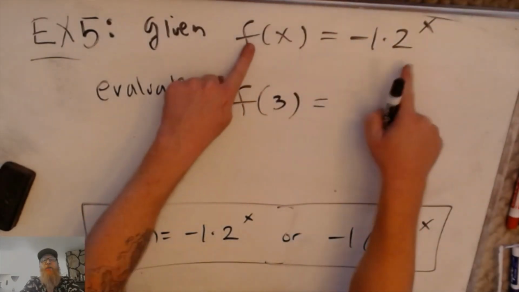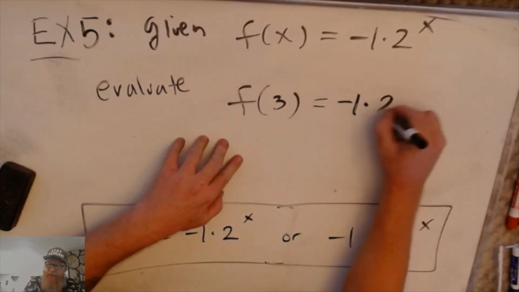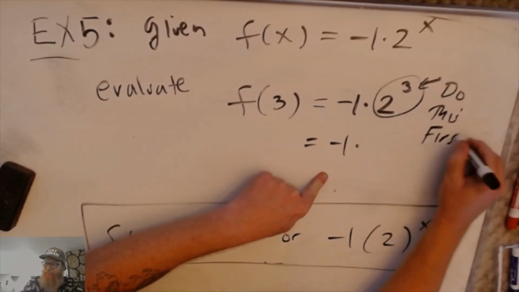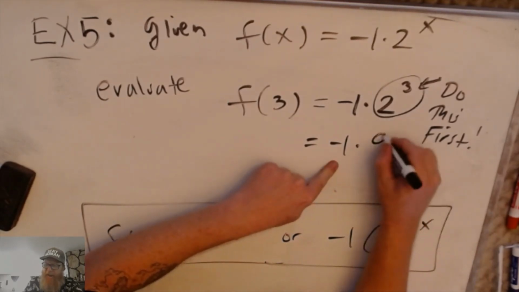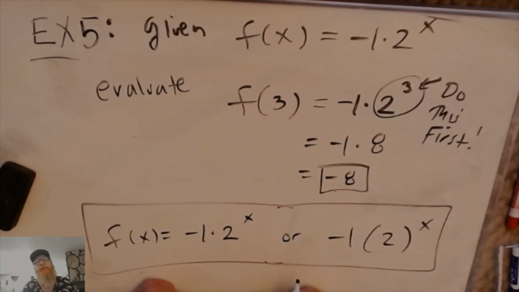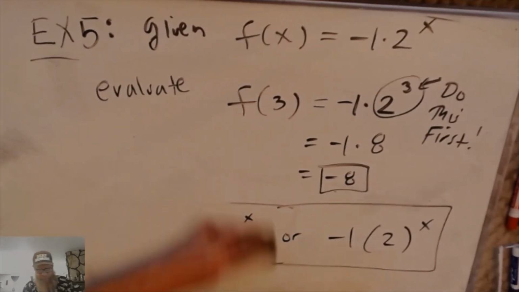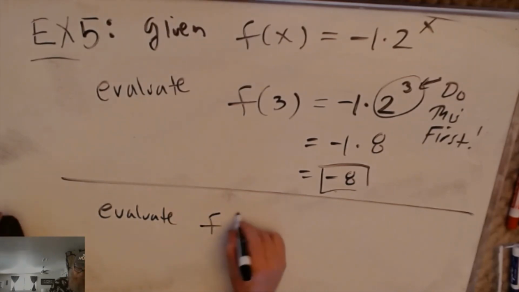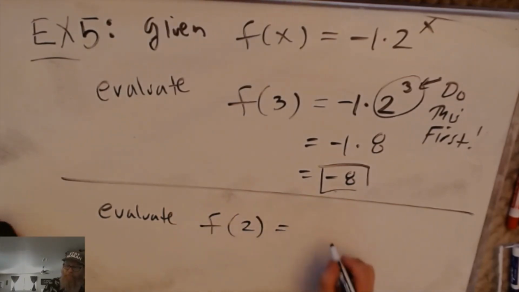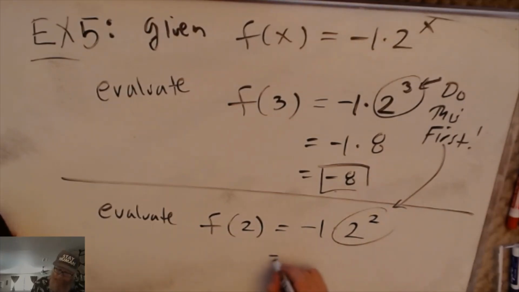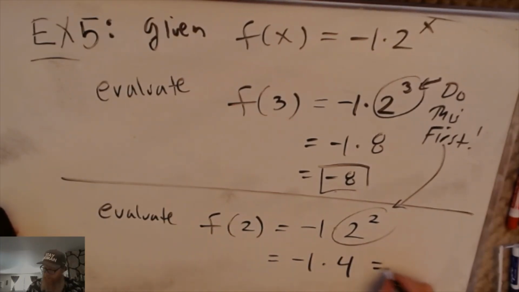So when I do my evaluation, f of 3, I'm going to plug in 3, but watch the order. First, you do the exponent. And then you're going to end up with 8. And then you multiply by -1, and you get -8. Let's try another one. So what's f of 2? So you have -1 times 2 squared. Make sure you do the exponential first. So now you have -1 times 4, which is -4.